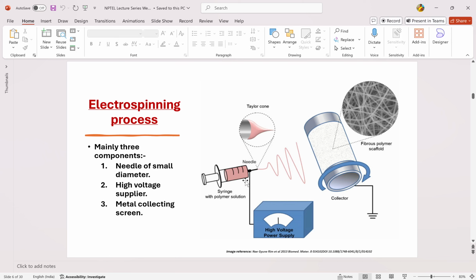From this needle, the polymer solution will be pushed, extruded out under high voltage supply. This needle has some voltage, and this one is grounded. So this will generate some charge, and this will be neutral. If your polymer solution is charged, it will attract your fibers towards itself, and they will be collected here. And here you can see how it looks under SEM.